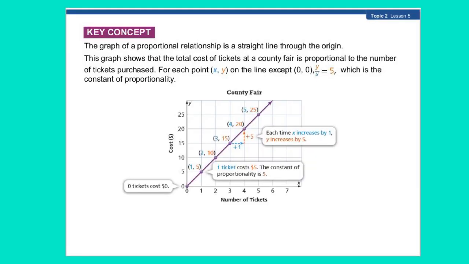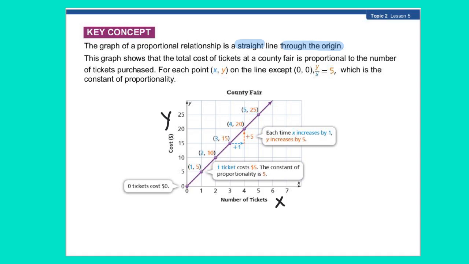This is your key concept on the top of page 122. The graph of a proportional relationship has 2 things. It is straight like a ruler, and it goes through the origin, which is 0, 0. This graph shows that the total cost of tickets at a county fair is proportional to the number of tickets purchased. Remember that this is your x, this is your y.